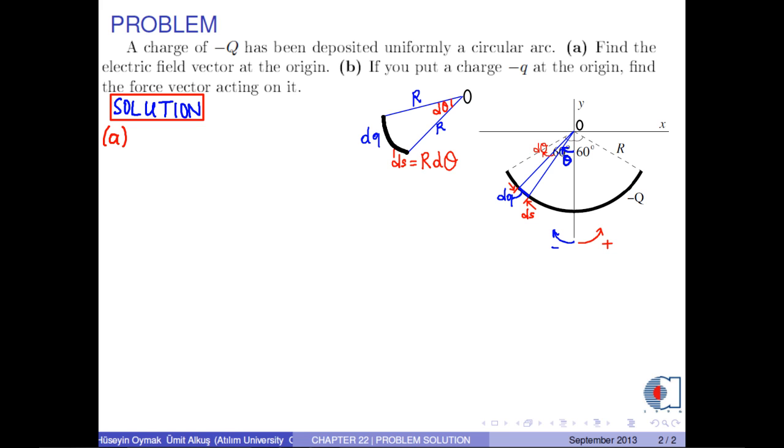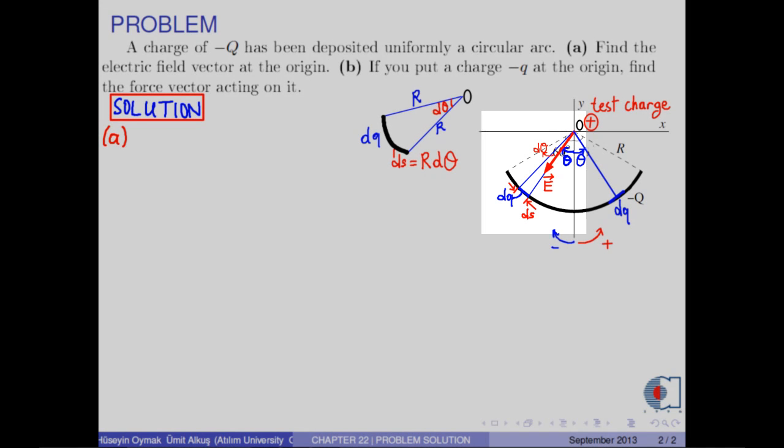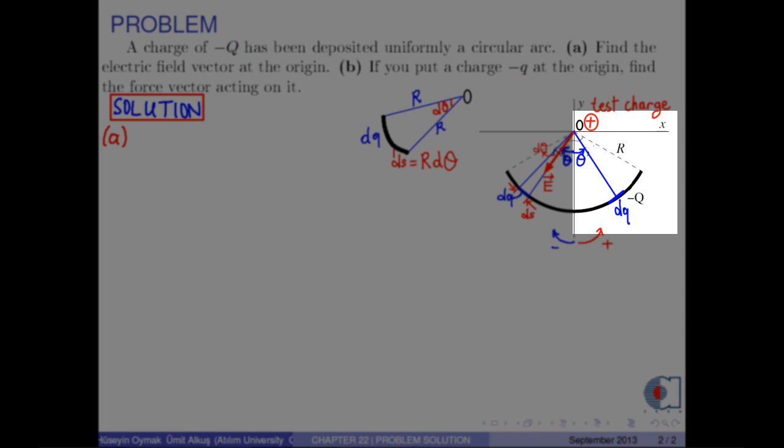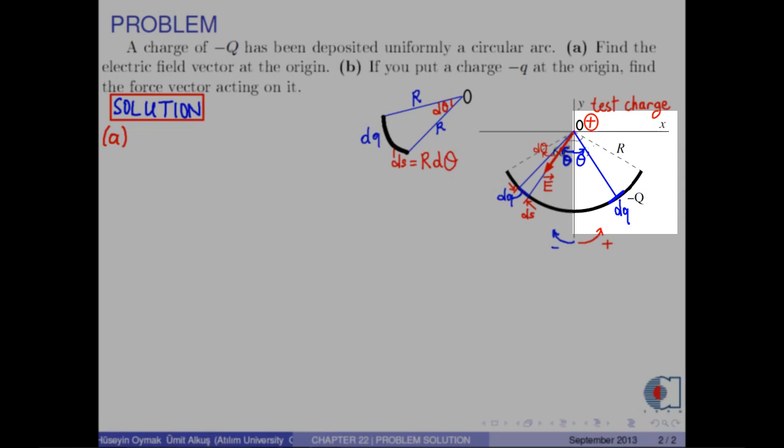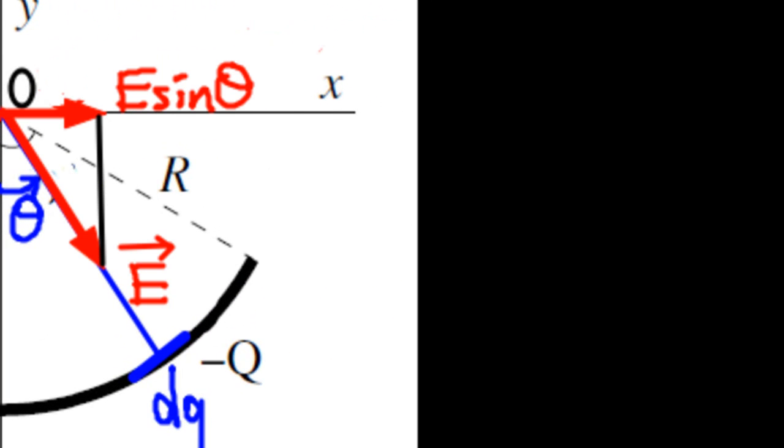In order to find the electric field at the origin, we assume that there is a positive test charge at the origin. Since dq is a negative charge, the electric field is drawn from point O to dq. Now assume that there is another differential charge dq on the positive side. Since it is negative, the electric field is drawn from point O to dq.